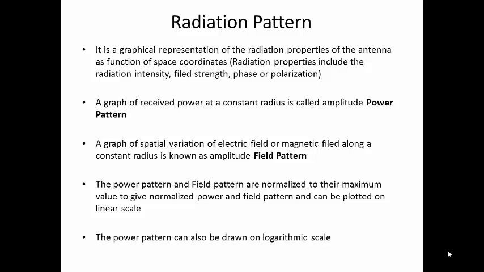Power pattern is a graph of received power at a particular distance from the antenna, and if you plot the constant radius, it will be the amplitude at that particular radius in the antenna. Field pattern represents the spatial variation of electric and magnetic field along that constant radius. Both patterns can be plotted on a linear scale. However, power pattern can also be plotted on logarithmic scale.